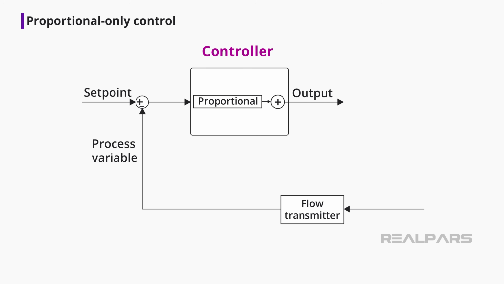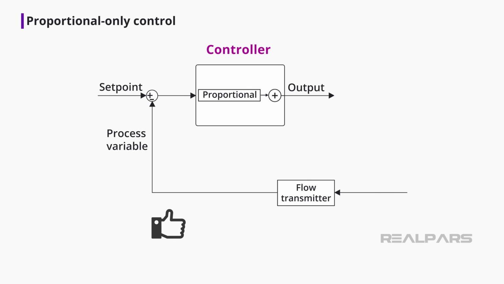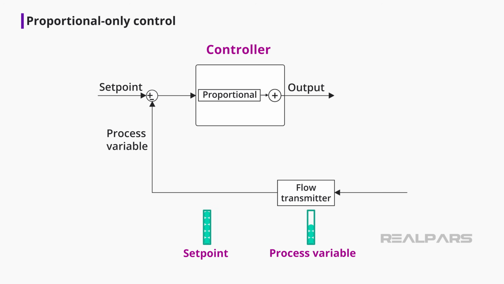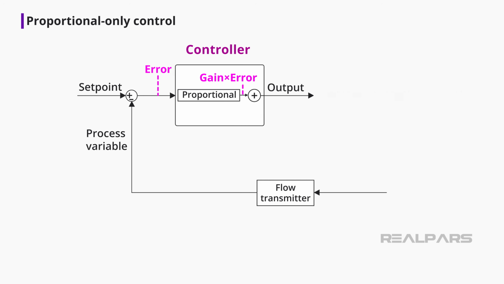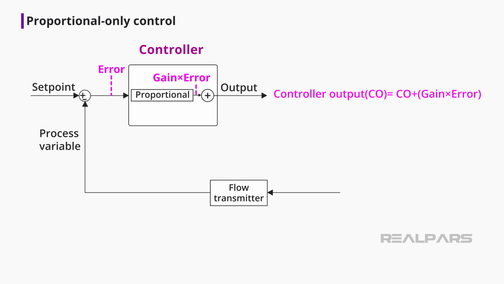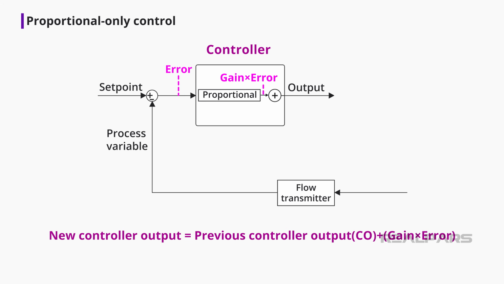So what is proportional action? The controller's job is to ensure that the process variable is the same as the set point. The controller is always looking at the difference between the set point and the process variable. This difference is often referred to as the error. Proportional action is an amplification of the error. This proportional amplification has no units and often is referred to as gain. This amplified result is added to the current controller output. Okay, now we have a simple math formula. New controller output equals previous controller output plus gain multiplied by error.